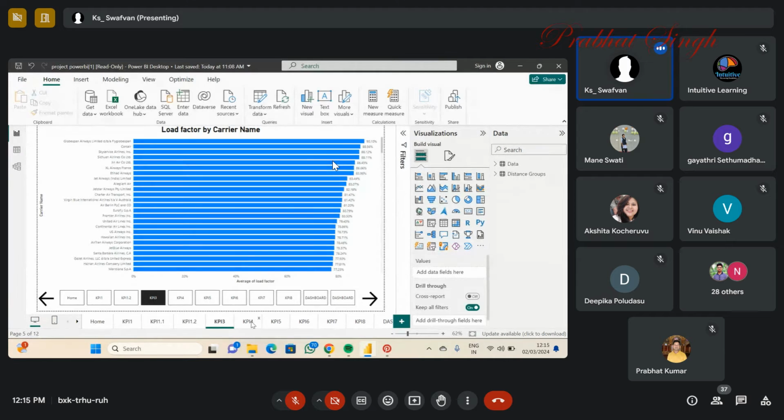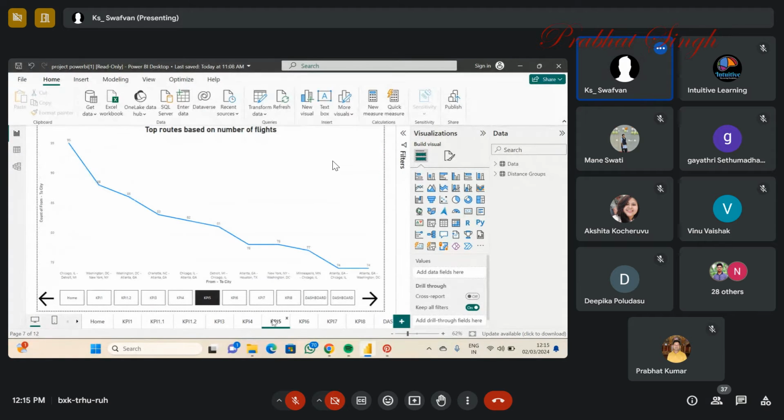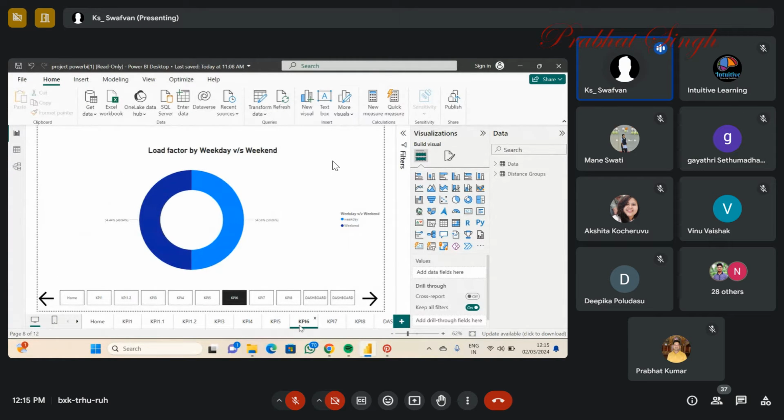And KPI 4, top 10 carrier names based on passenger preference. Here are the top 10 carrier names. And KPI 5, the top 10 routes based on the flights. We can see on the chart, these are the top routes. And KPI 6, load factor by weekday and weekend.